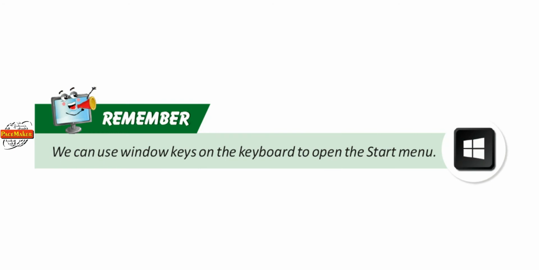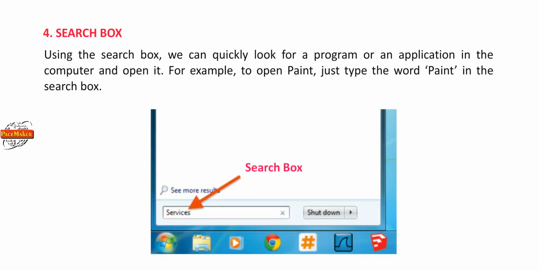Remember, we can use the Windows key on the keyboard to open the Start menu. Search box. Using the search box, we can quickly look for a program or an application in the computer and open it. For example, to open Paint, just type the word Paint in the search box.